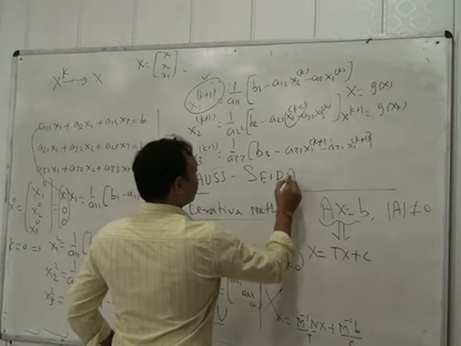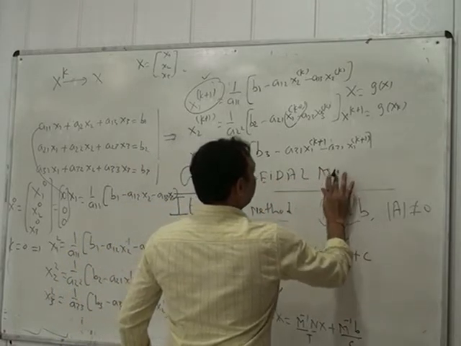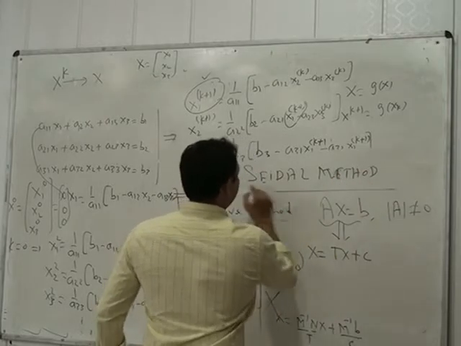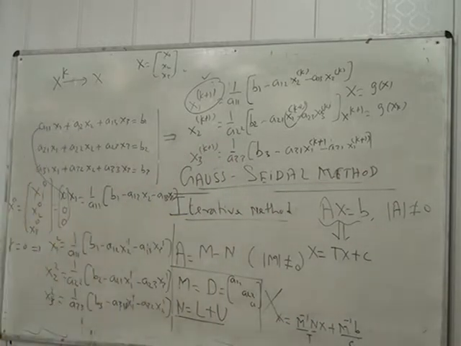Gauss-Seidel method. Nothing new, correct? This is your Gauss-Seidel method. It is just more common sense: whatever I have, I must use it. Correct? Whatever I have, I must use it. That's the only idea we have. Correct? Is it clear?